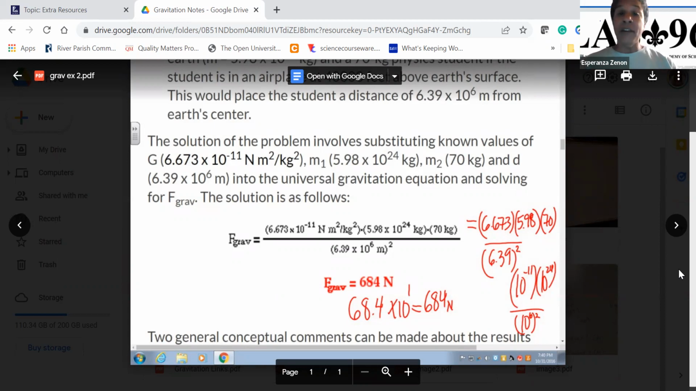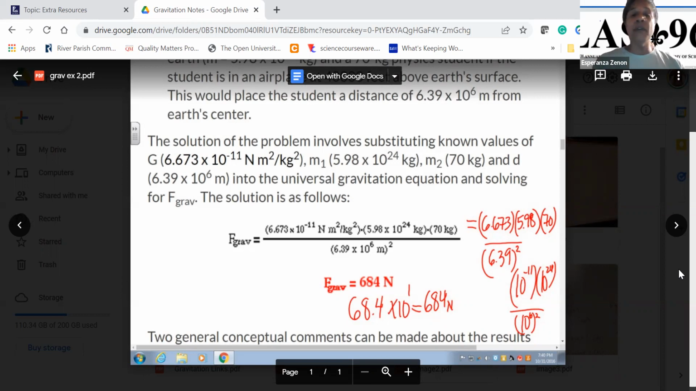So you see, the student is now off the planet. They're not on planet Earth. They're not standing at sea level. They're in a plane 40,000 feet above the Earth. And you can see the amount that the Earth pulls on that student is going down. Here's the thing though, you can't do W equals m times little g because they're not on the planet.